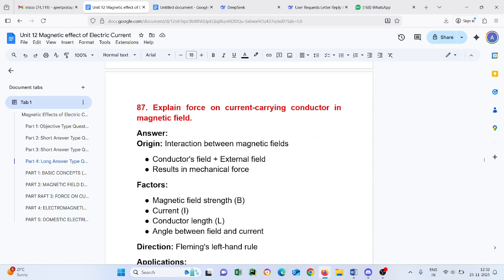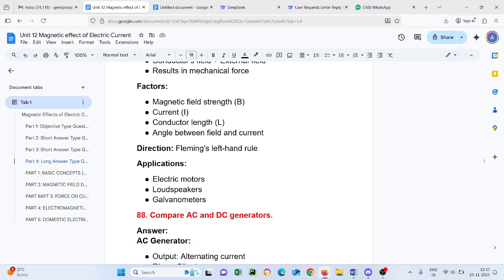Question number 87. Explain force on a current carrying conductor in a magnetic field. Answer: the origin is the interaction between the magnetic field of the conductor and the external field, resulting in a mechanical force. Factors: magnetic field strength B, current I, conductor length L, and the angle between field and current. That's Fleming's left hand rule. Applications: electric motor, loudspeaker, galvanometer.